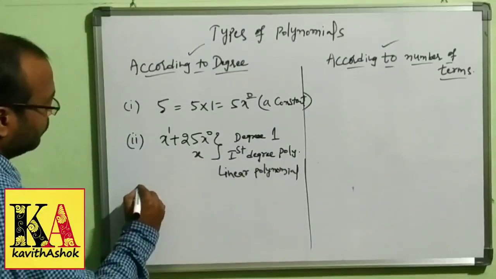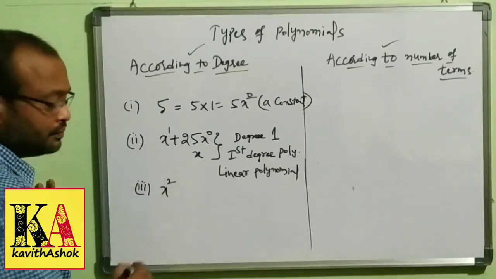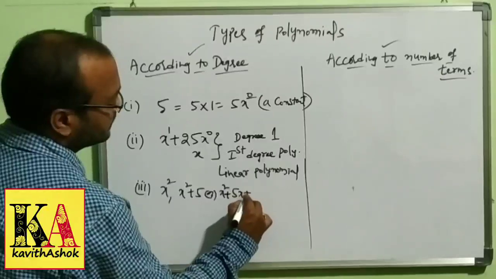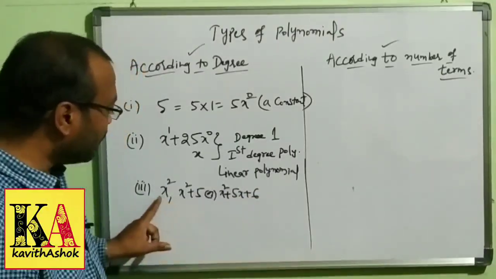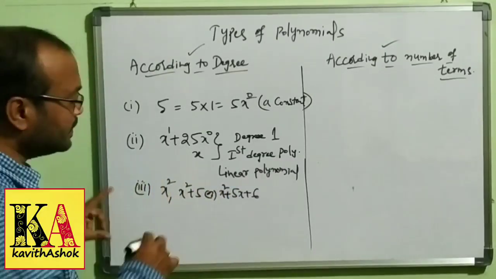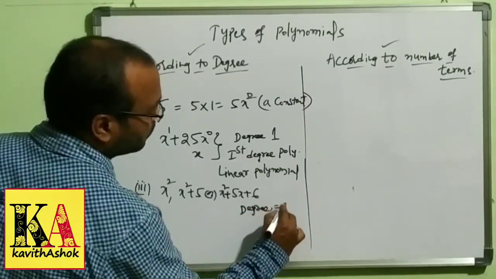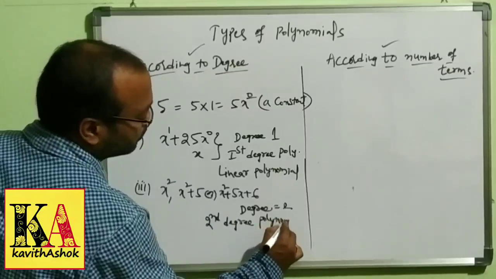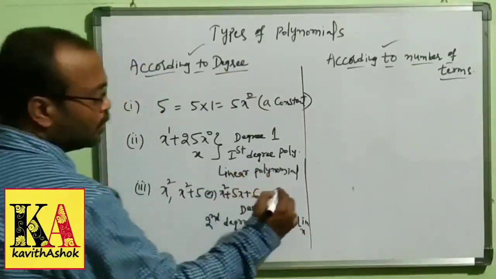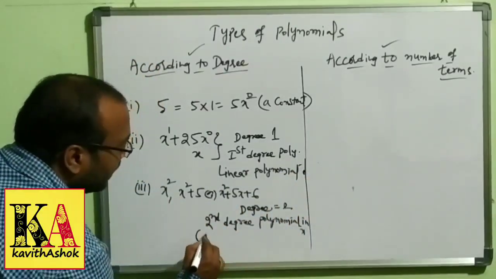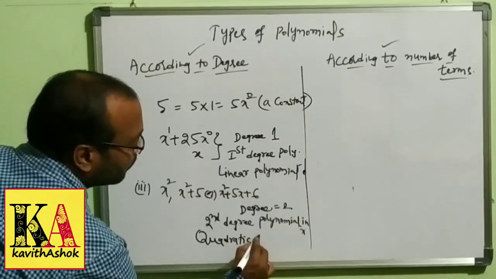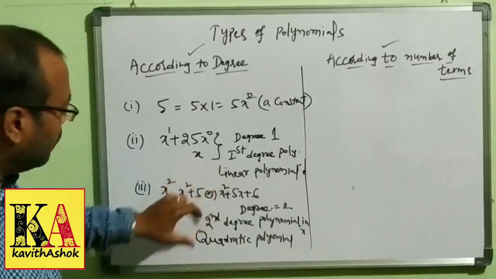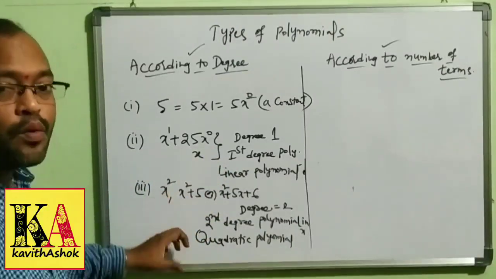How many types are there? 2 types. Now, suppose x square is there, or x square plus 5, or x square plus 5x plus 6. In these 3 cases, the highest power is 2 only. Here 2 only, here 2 only, here 2 only. That's why the degree value will be 2. So that's why it is a second degree polynomial in x. This is also called a quadratic polynomial. Constant. First degree polynomial or linear polynomial, second degree polynomial or quadratic polynomial.